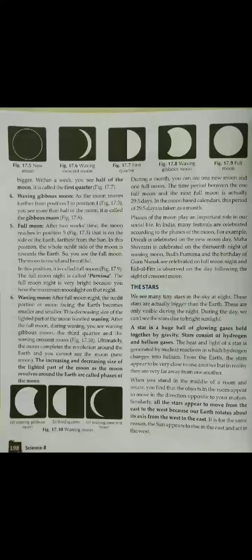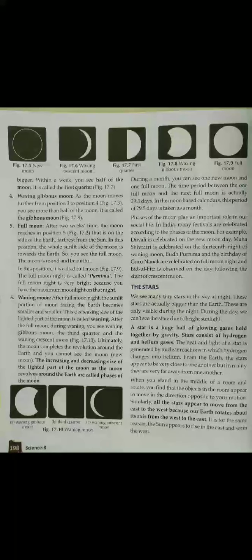Next up we have the waxing gibbous moon. As the moon moves further from position number 3 to position number 4, you see more than half of the moon. It is called the gibbous moon.